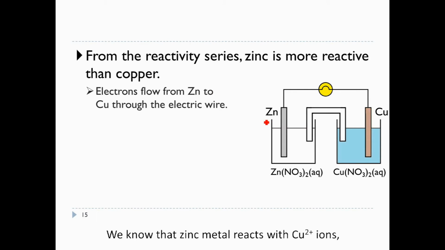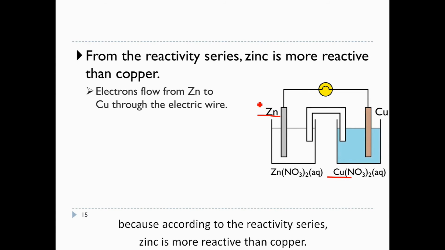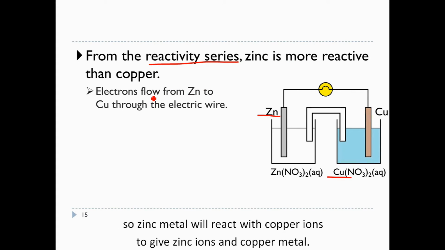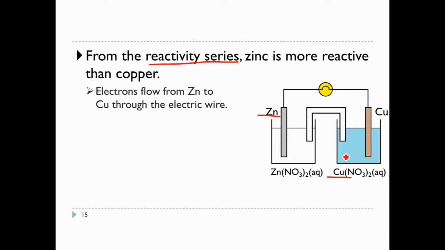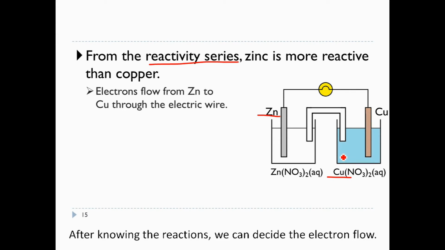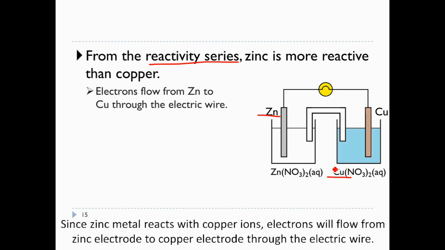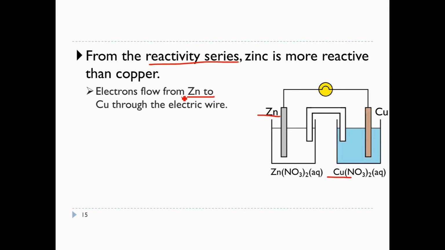We know that zinc metal reacts with Cu2+ ions, because according to the reactivity series, zinc is more reactive than copper. So zinc metal will react with copper ions to give zinc ions and copper metal. After knowing the reactions, we can decide the electron flow. Since zinc metal reacts with copper ions, electrons will flow from the zinc electrode to the copper electrode through the electric wire.